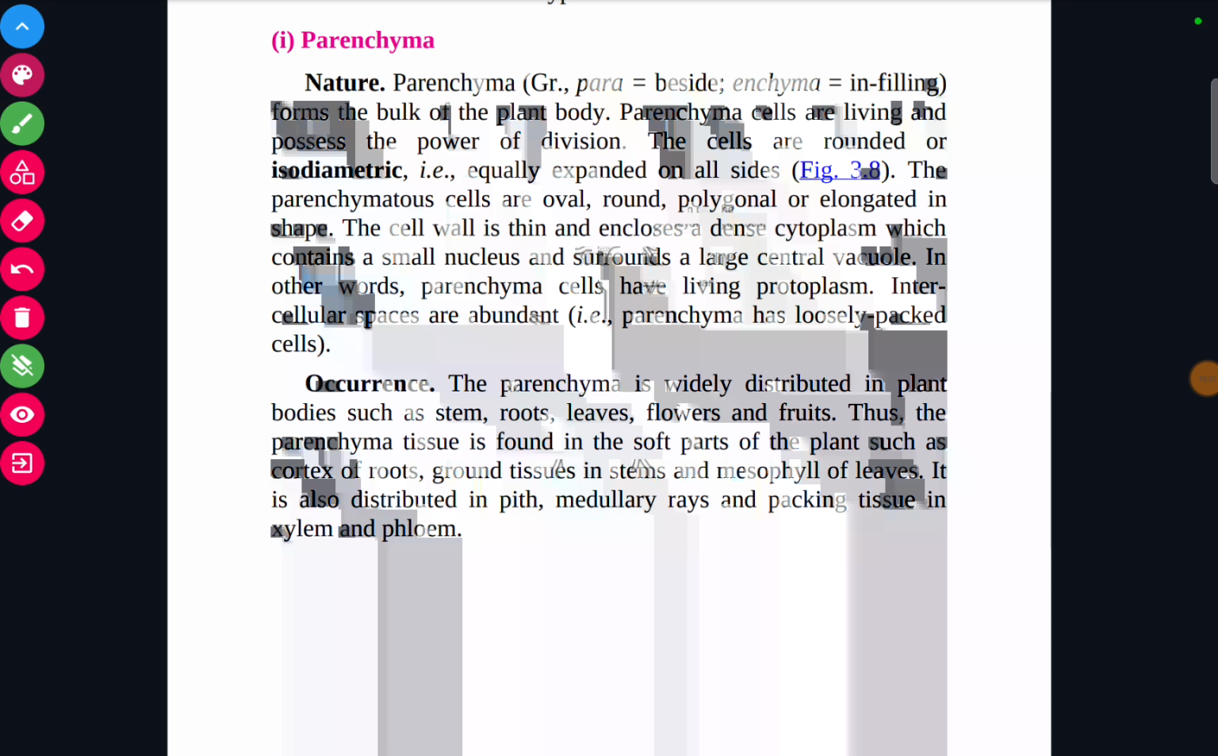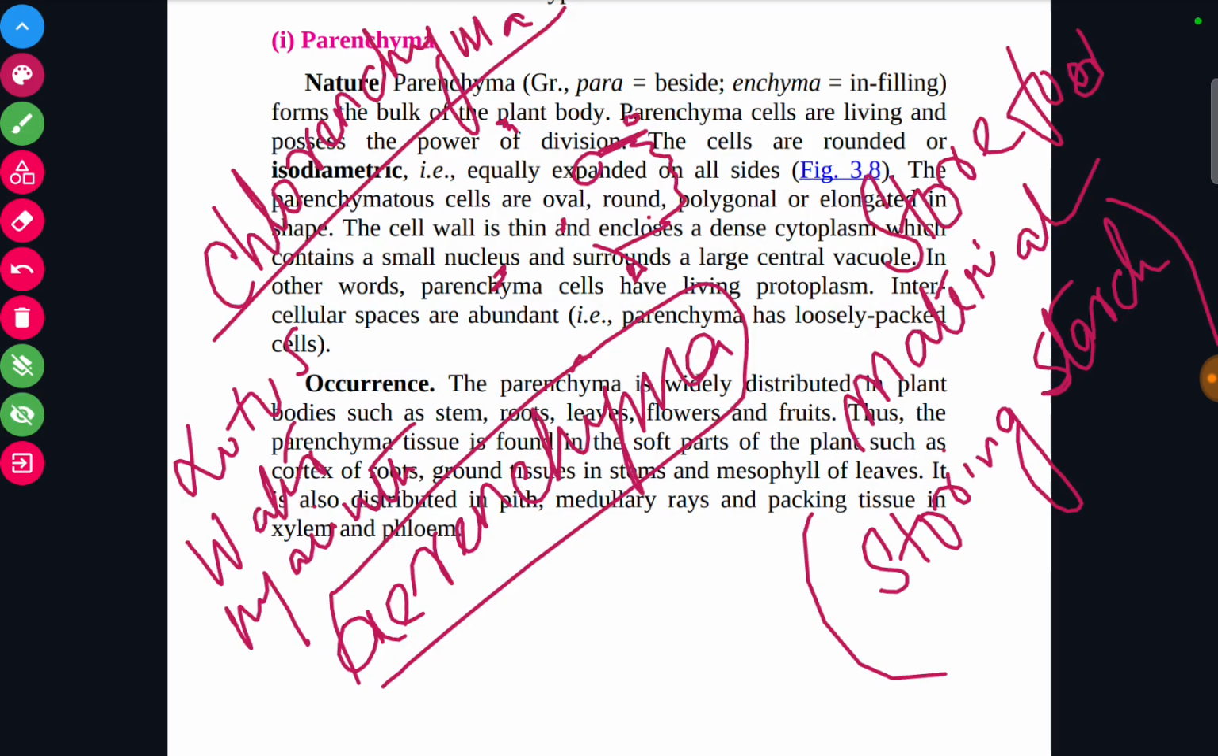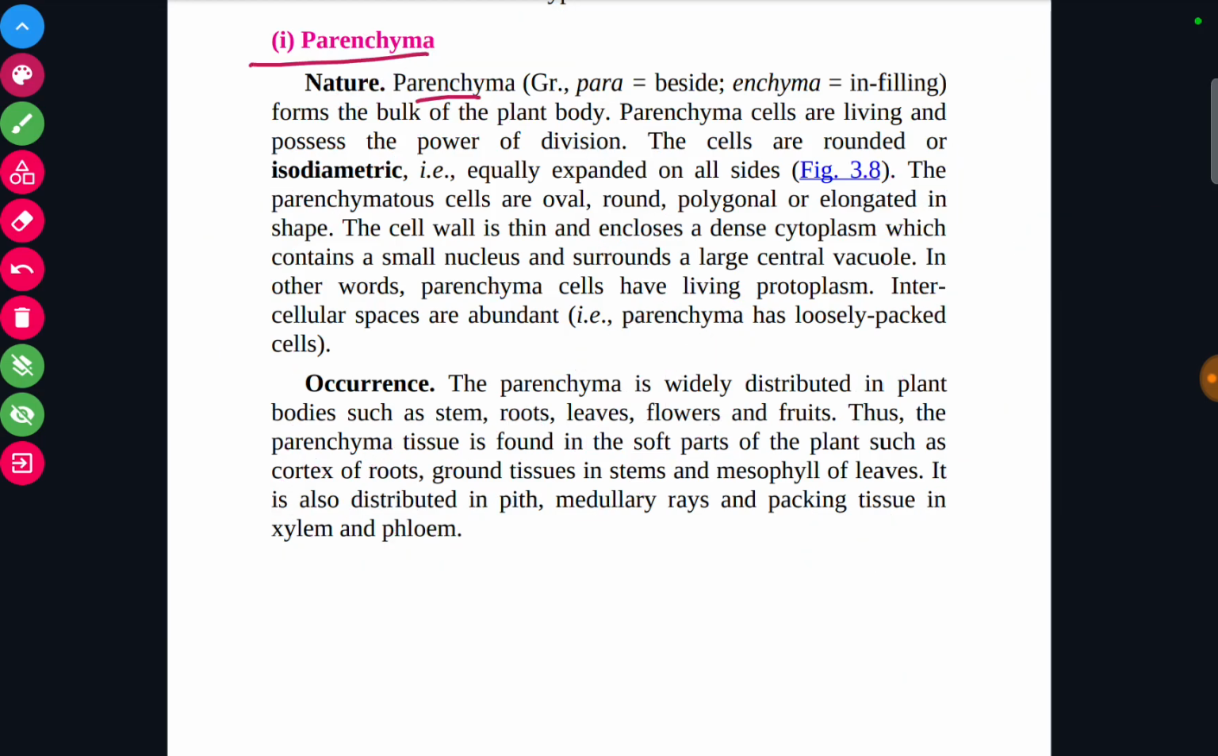Now let's find out what is written in the book. I hope whatever I have discussed so far is clear to you. Now I'm going through the book. It is written: parenchyma forms the bulk of the plant body. They are living and possess the power of division because the nucleus is present in the cell.